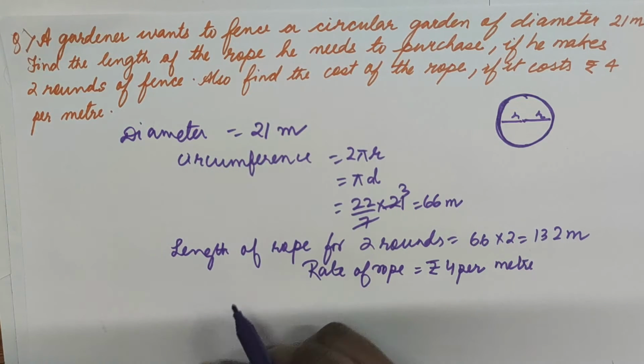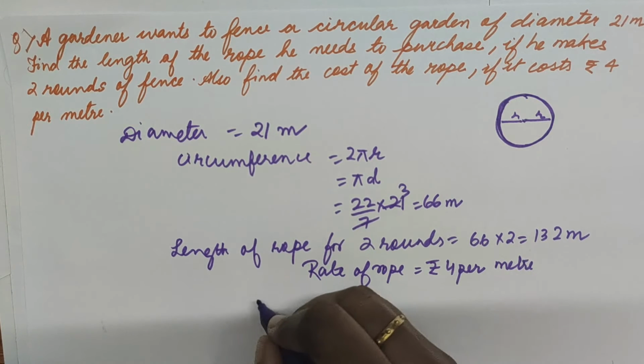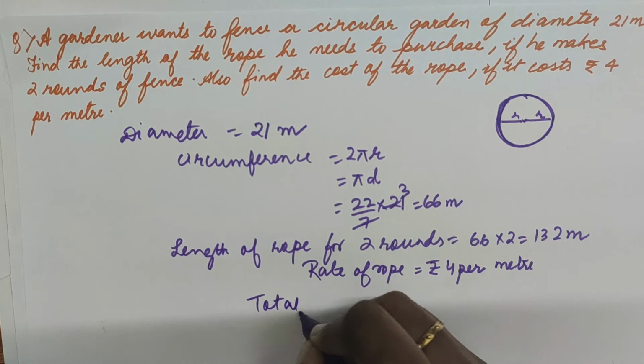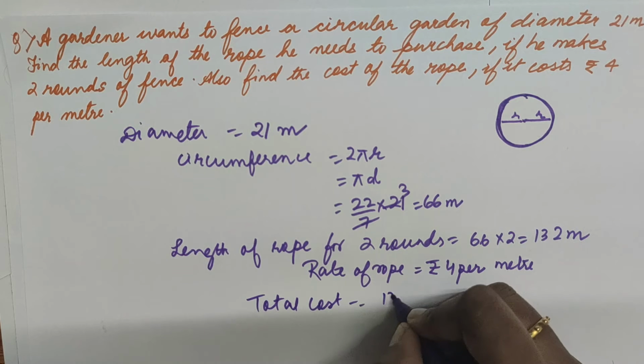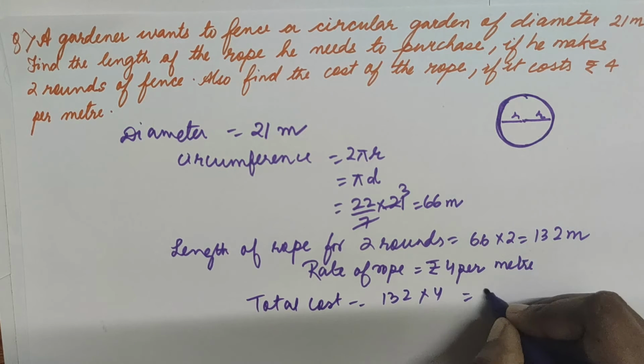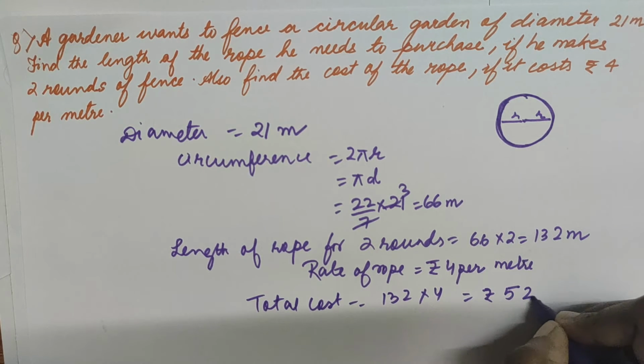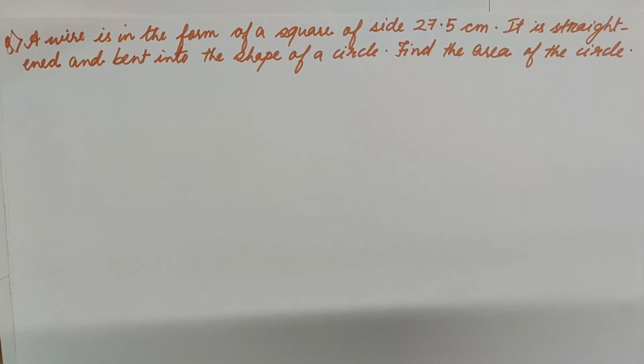And the rate of rope is rupees 4 per meter, which is given to us again. And what will be the cost of this much rope then? Therefore the total cost will be equal to 132 into 4 rupees, that is rupees 528. Moving on to the next question.